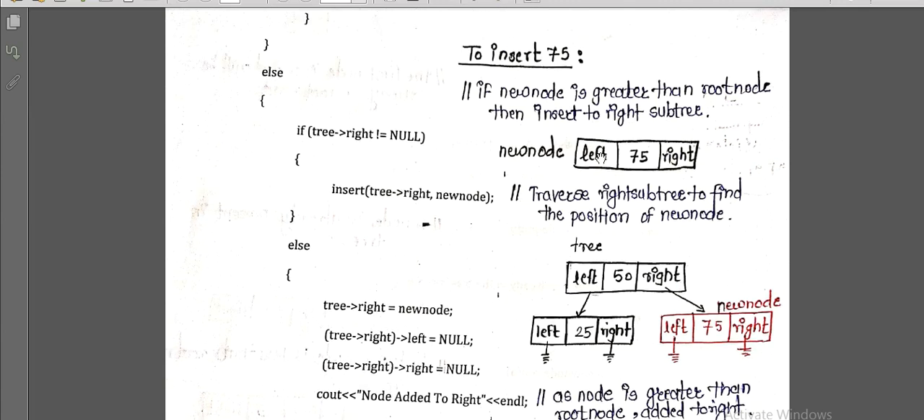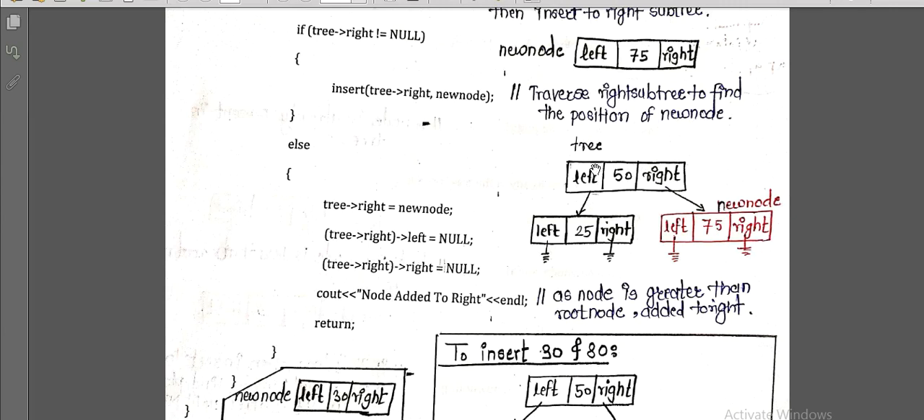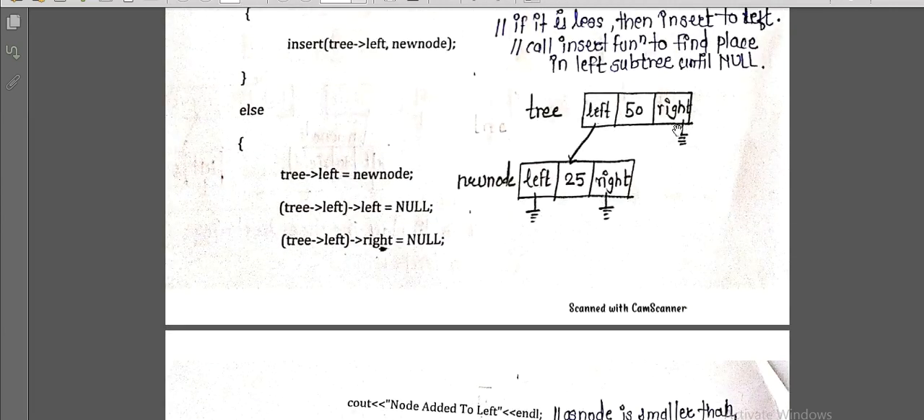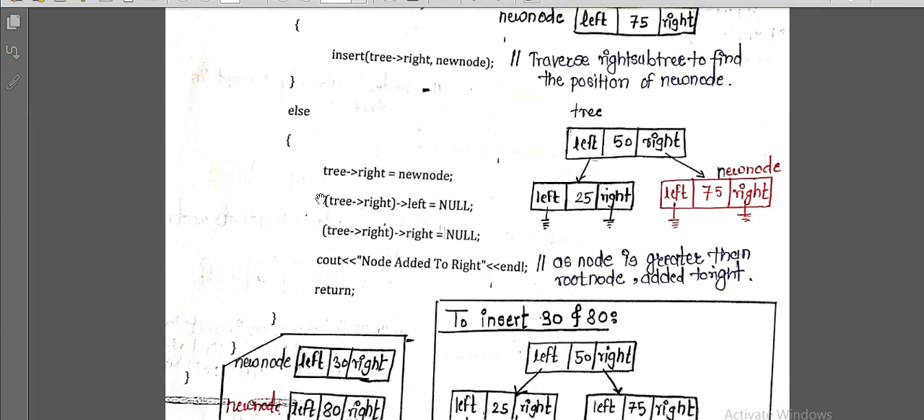So you can see that now I want to insert the node 75 as a new node. So I will check here that the tree of right is null. Yes, it is null. So what can we do now? Then in that part we execute this else. So tree of right is equal to new node. So assign that new node to the tree of right. So here we have assigned.